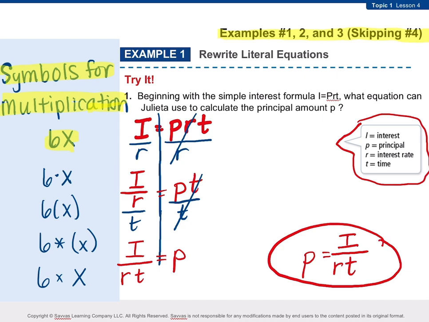Easy as that. It's really easier than solving an equation because I don't have to do any of the adding and subtracting and multiplying and dividing in between. I'm just doing the steps to rewrite the equation.